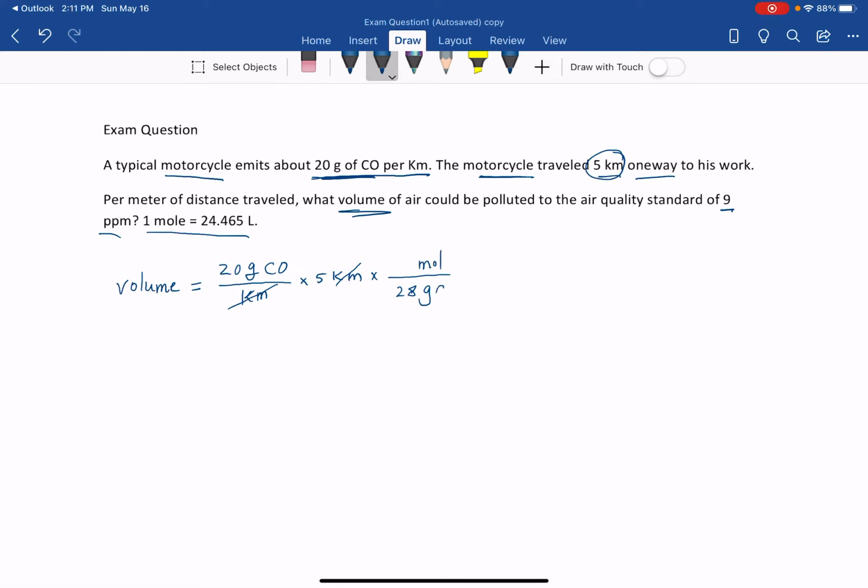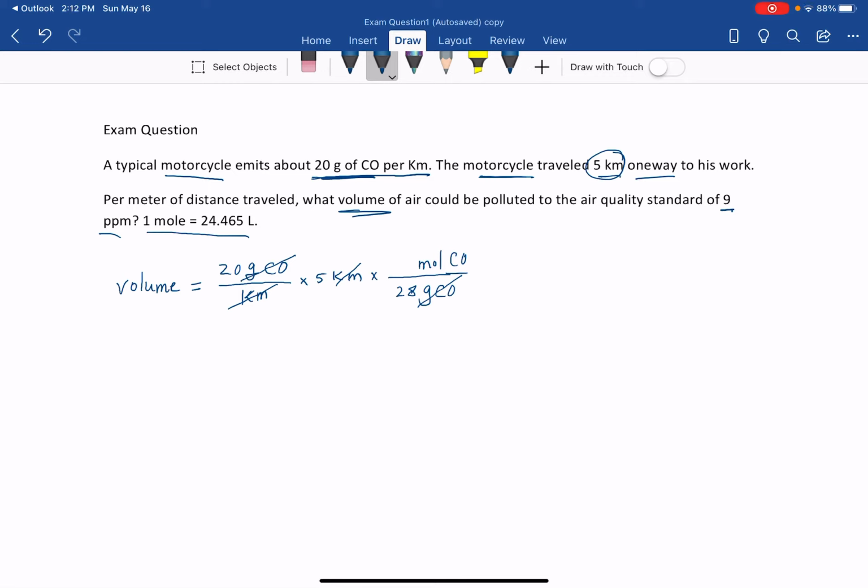What is the meaning of this? This is a mole of carbon monoxide, and this is gram of carbon monoxide. The meaning for this, you're going to cancel gram with gram. You'll end up with what? Now, mole of carbon monoxide. So the thing is going to be 20 times 5 over 28.